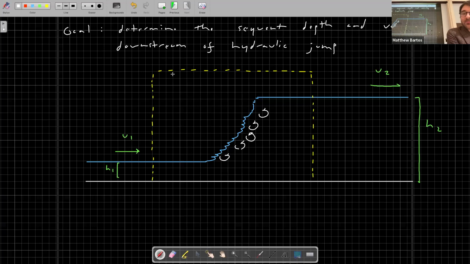That won't give us enough information because we have two unknowns here, U2 and H2, and continuity will only resolve one of those. So we have the energy equation, we have continuity. What else do we have? Maybe something relating to the conversion of potential and kinetic energy. So it'll be related to energy.